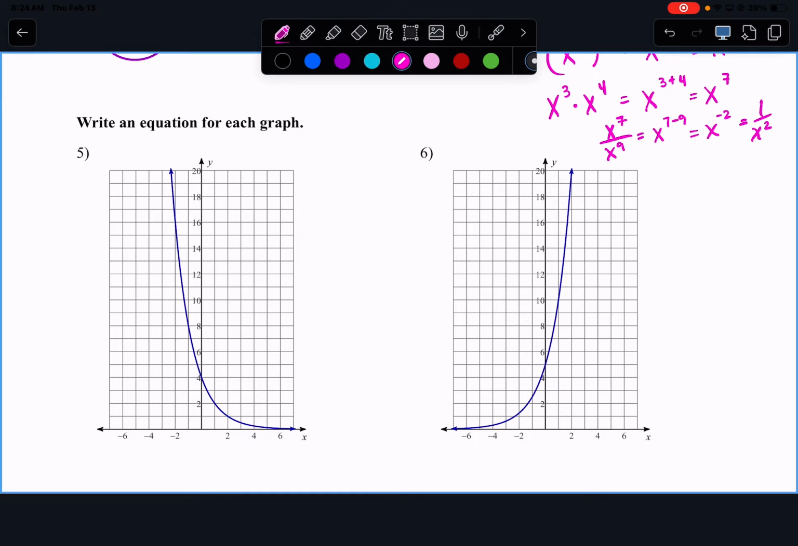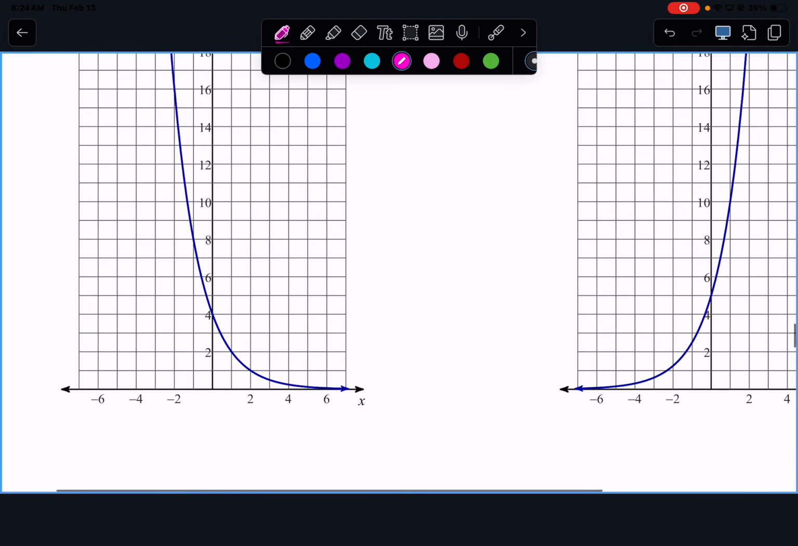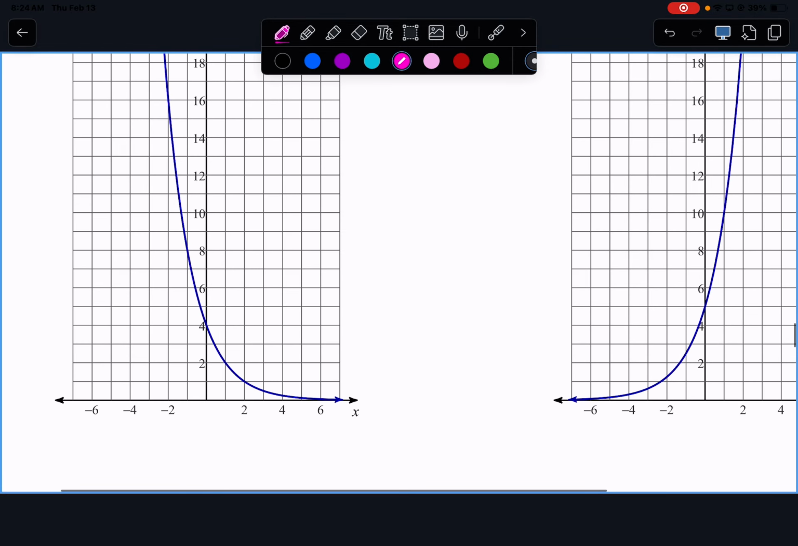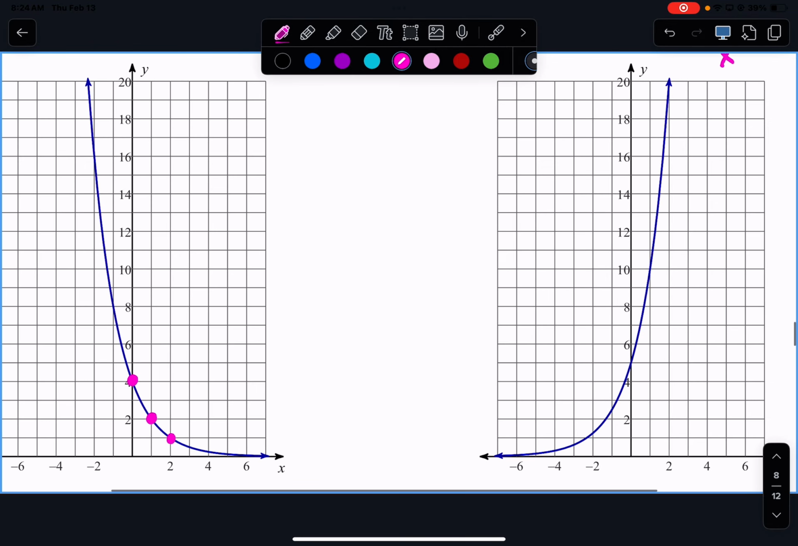Yes, that's fine. So for number 5, to write the equation, okay? So to write our equation, we had to come up with some points first. So I'm just going to go, when x is 0, what is y? 4. When x is 1, what is y? When x is 2, what is y? 1. So in order for me to look at this and write an equation, what is my start value? What's my initial value? What is my A?